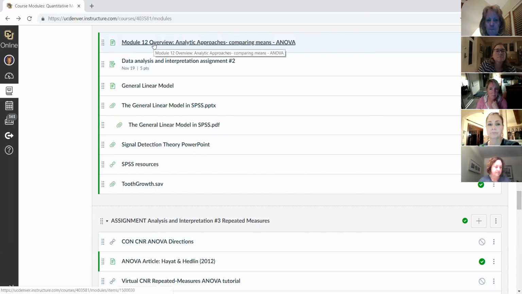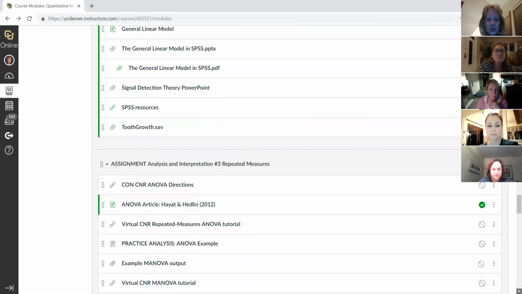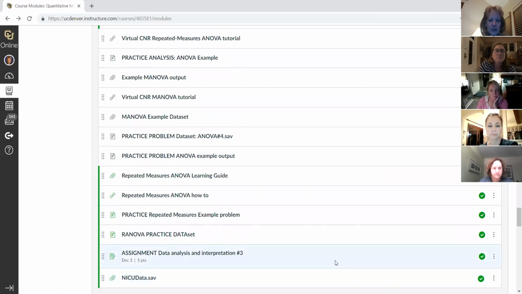That's where you're going to go. And then down here where it says assignments, this is where you're going to find what you need to do this assignment. So here's the practice stuff that goes with this how-to. And then this is the assignment you're going to hand in. But the process is the same as the one in module 12. Yes, and these are the same as what's in module 12 right here.